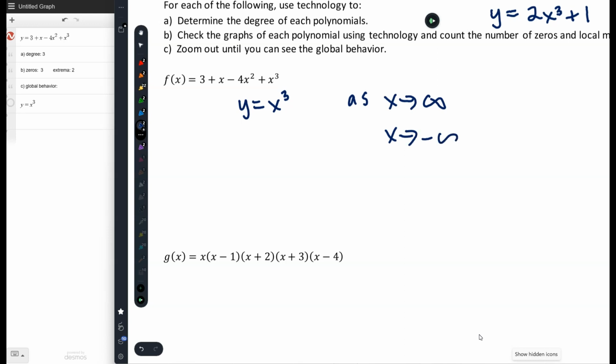And this notation that I'm doing here is like the beginning of the limit notation you'll use in calculus. So we read that as x approaches infinity or as x approaches negative infinity. And what we're summarizing here is what happens to y. So if you're shaped like an x cubed, as x gets really big, so does y. And as x gets really small, so does y.